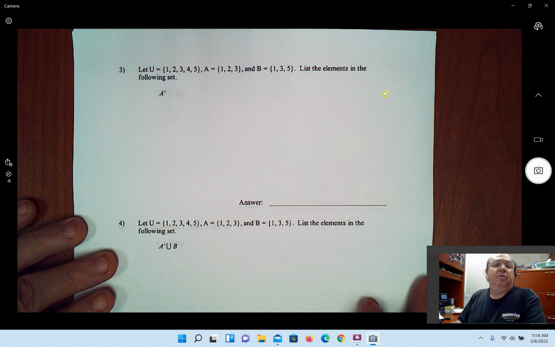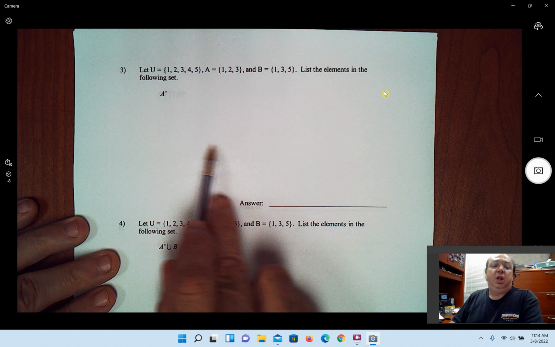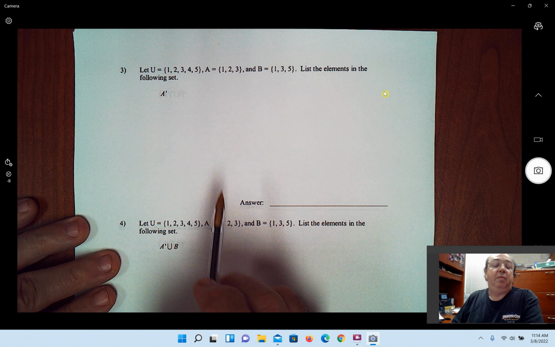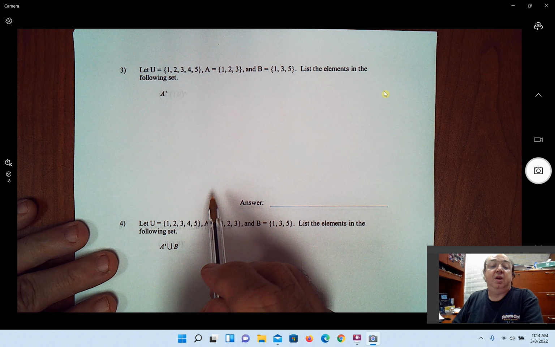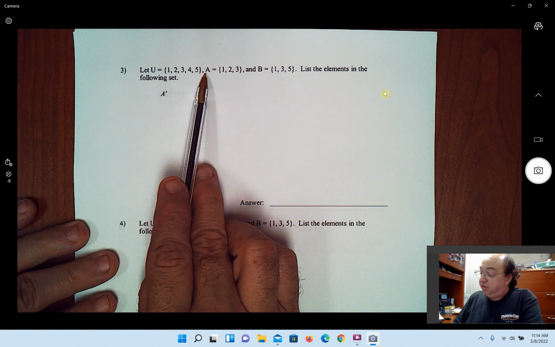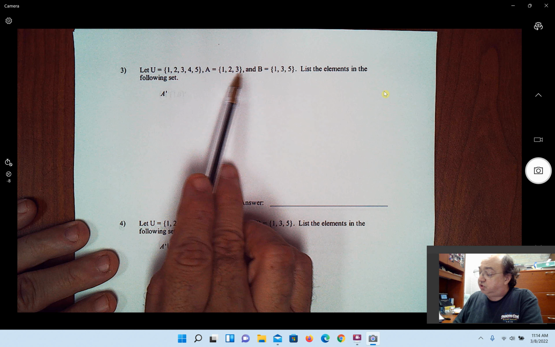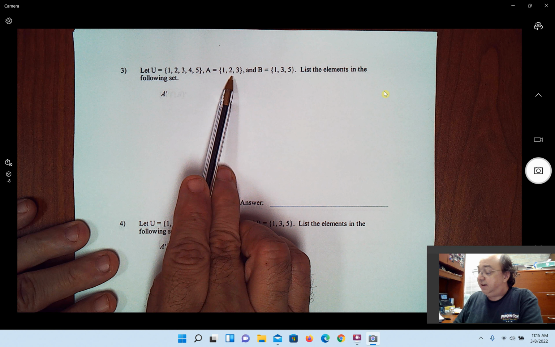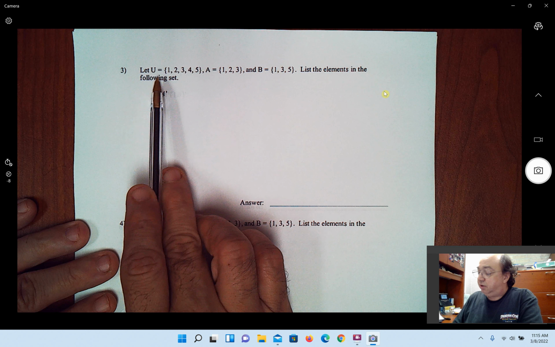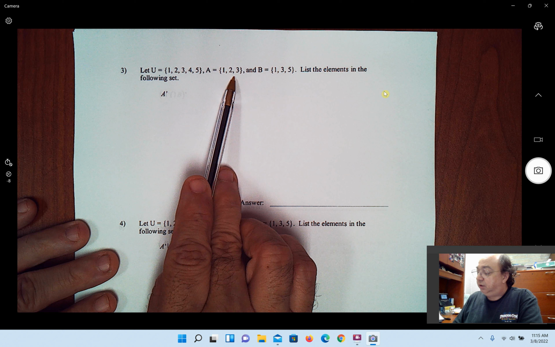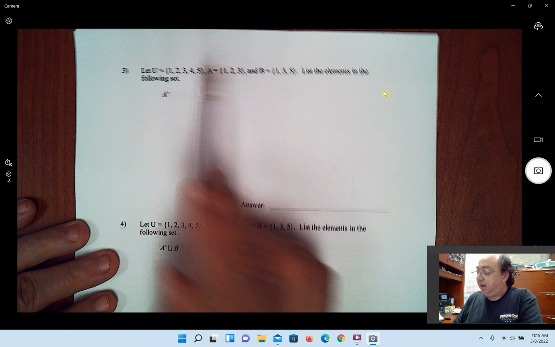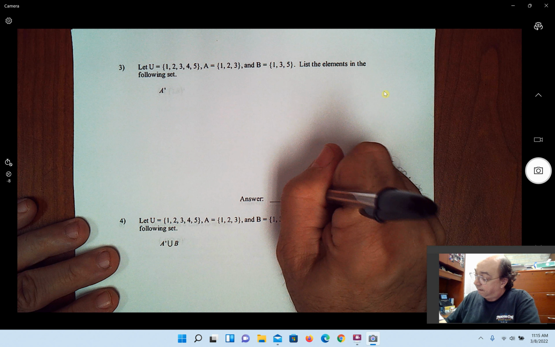All right, number 3. Well, here we want to find a complement. That apostrophe means complement. So that means I want the stuff from the universe that are not inside of A. So the things in my universe that are not included in A are going to be the elements 4 and 5.